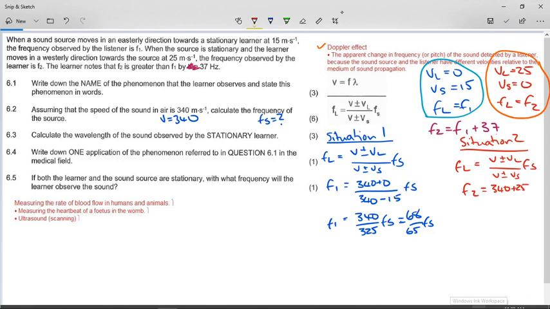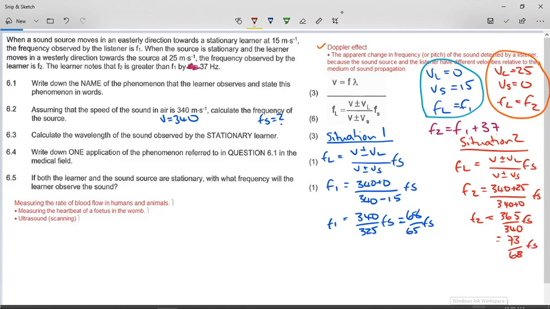In this question, the west and the east don't matter. It's the towards and away. So the direction of movement is immaterial. Is it towards or is it away? And then we are over 340 plus 0. So we end up with the second frequency being 365 over 340 times the frequency of the source. And if we simplify this, we will end up with 73 over 68 times the frequency of the source.